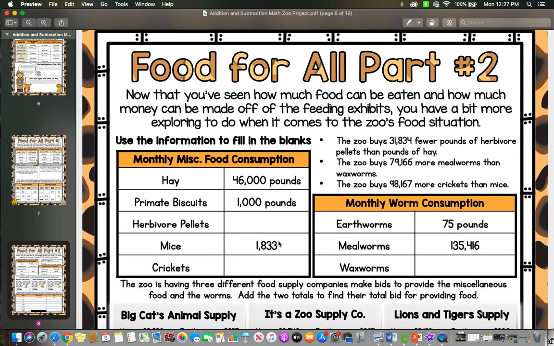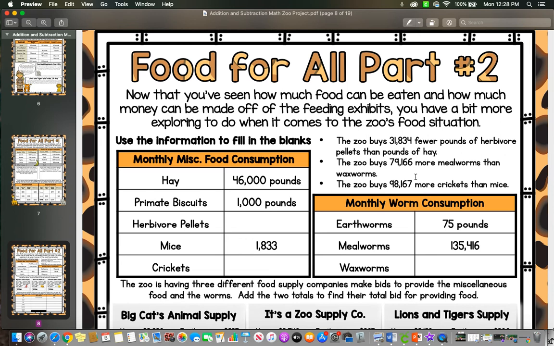Here's Food for All Part 2. Now that you've seen how much food can be eaten and how much money can be made off of the feeding animals, you have a bit more exploring to do when it comes to the zoo's food situation. Use the information to fill in the blanks. The zoo buys 31,834 fewer pounds of herbivore pellets than pounds of hay.